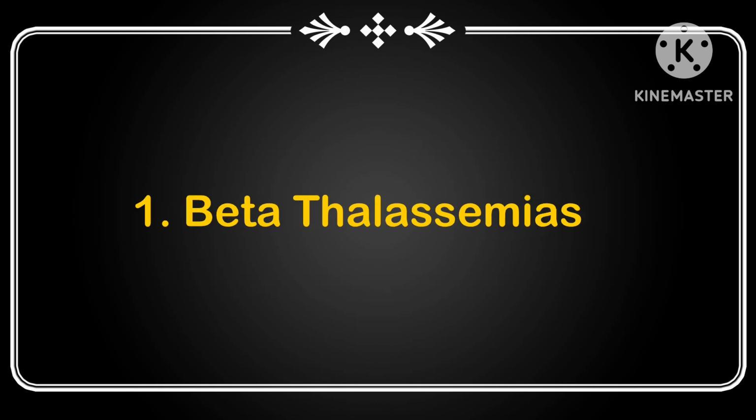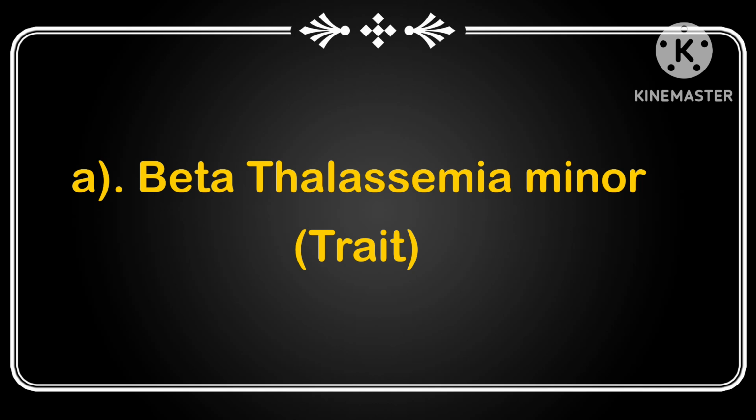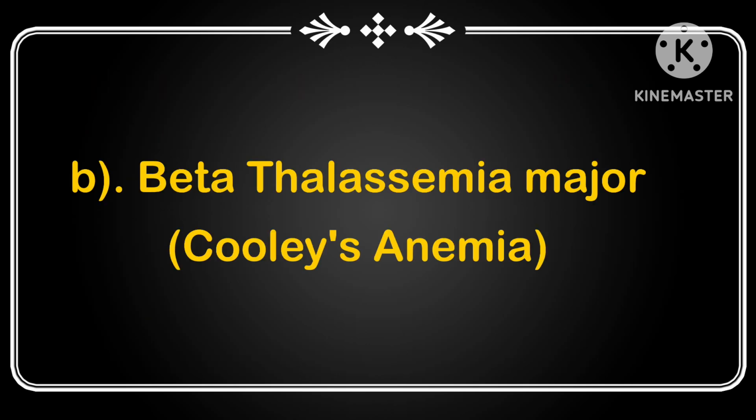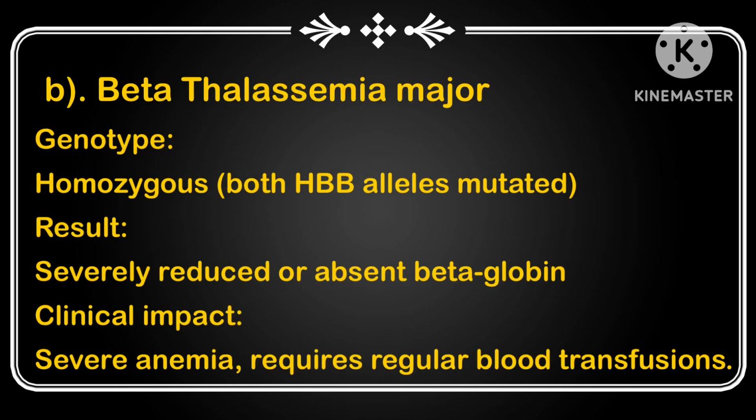1. Beta thalassemia. Beta thalassemia minor. Trait. Genotype: heterozygous, 1 mutated HBB allele. Result: slightly reduced beta globin production. Clinical impact: mild or no anemia. Usually asymptomatic. Beta thalassemia major, or Cooley's anemia. Genotype: homozygous, both HBB alleles mutated.